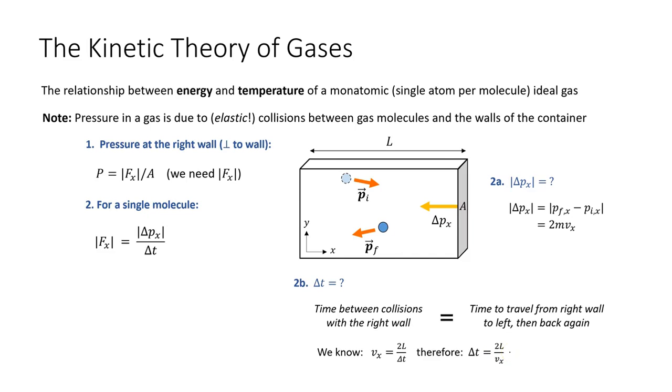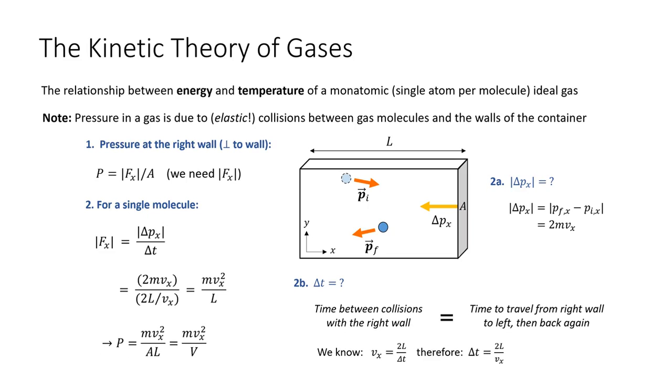All right, so now we can put this together to come up with Fx, the force exerted by the molecule as it collides with the right-hand side wall. Then we end up with 2mvx from our change in momentum divided by 2L divided by vx. Rearranging a little bit here, we end up with mvx squared divided by L.